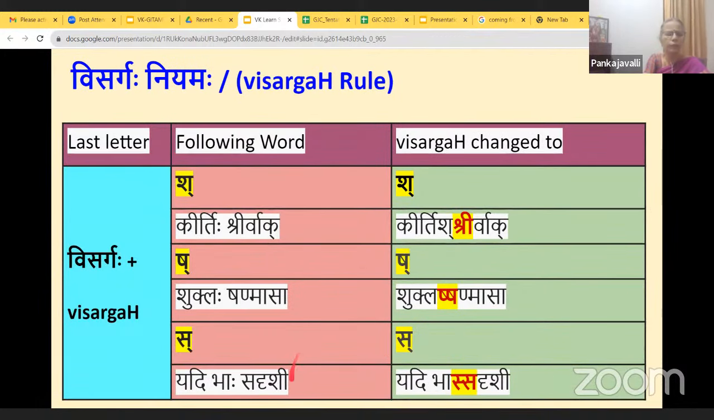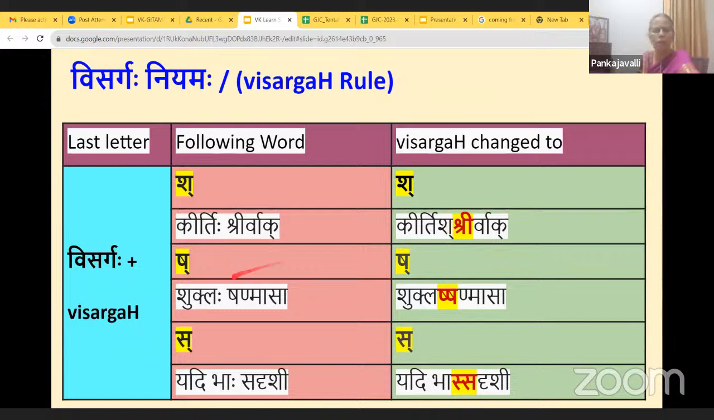Similarly, for visarga, we have some rules. When the last letter is visarga, artaha, then karnaha, ish. Then karnascha. If sha comes as the first letter, then it also becomes sha only. Sha comes, sha. Ta means ta. For example, kirtish shrivaksha. So kirtish.